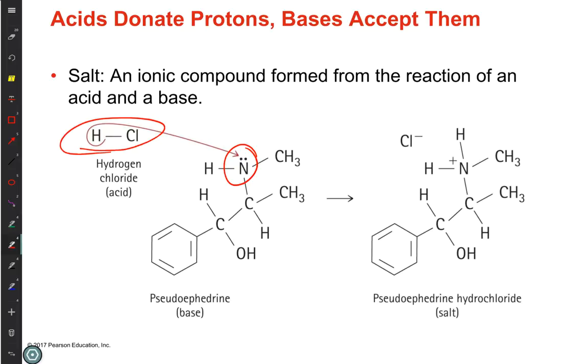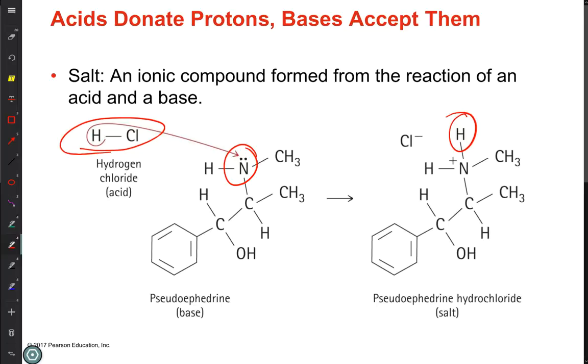And then because the hydrogen chlorine separated, the positive hydrogen was attracted to that negative charge and formed a bond, but because the hydrogen didn't come with its electron, it came just as a hydrogen ion, then we have a positive charge, and then the chlorine has an ionic attraction there. And so we have this pseudoephedrine hydrochloride.